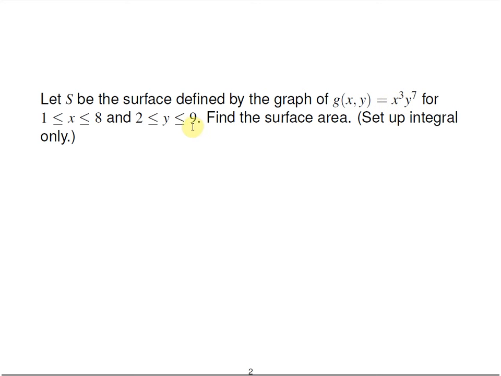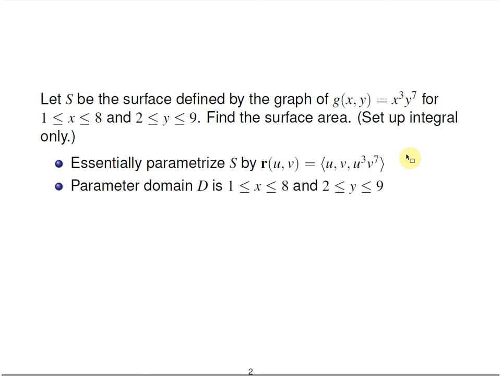And so all of those points that are above, we're going to treat those all as the points in the surface S, and we're going to set up an integral representing the surface area. You could basically parameterize this thing by just saying x is equal to u, y is equal to v, and then, well, z should be pretty obvious just by plugging in x is u and y is v. But instead of doing that, we're just going to say r of x, y is equal to x comma y comma x cubed y to the seventh.